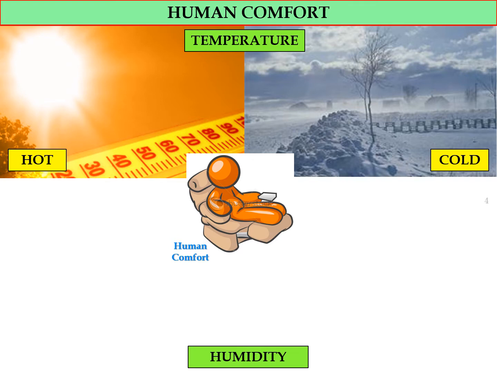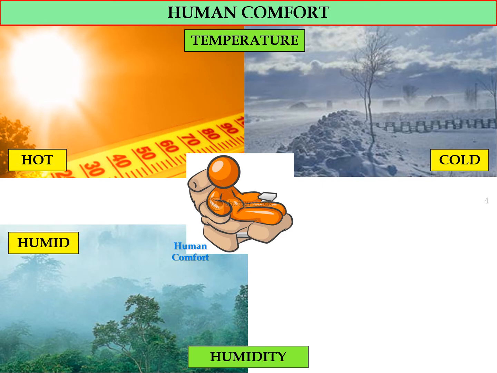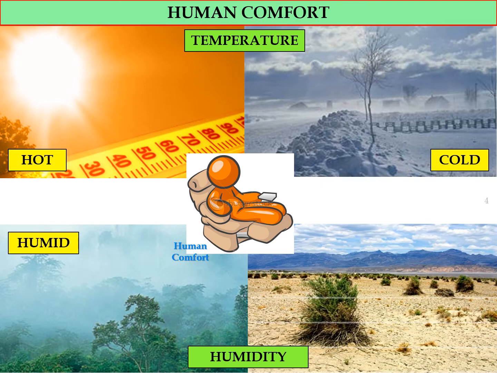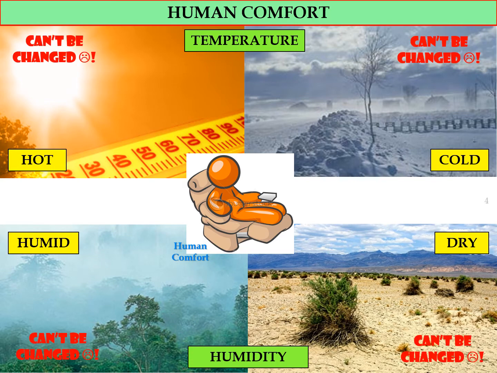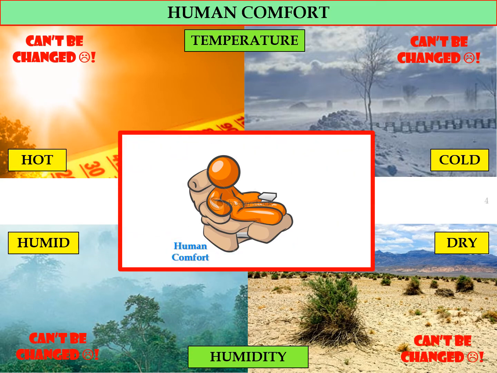And there is another factor related to humidity. Let's say there is a place where it is extremely humid, and there is also another place that is extremely dry. If this human stays in any of these locations, it will not be comfortable for him, and we also cannot change these locations. However, we can put this guy in a room so we can control the environment in this room. So this room environment can be changed.